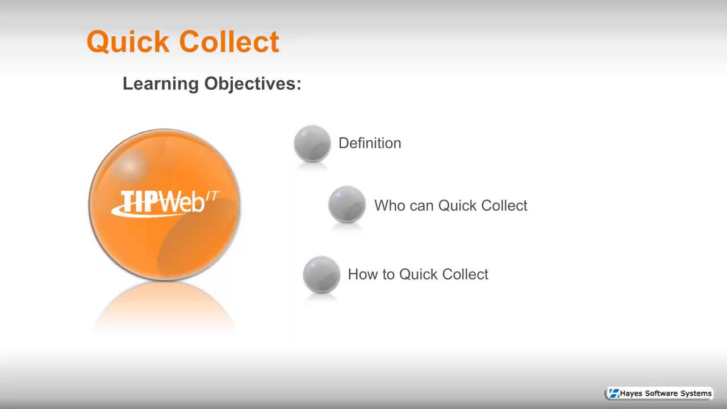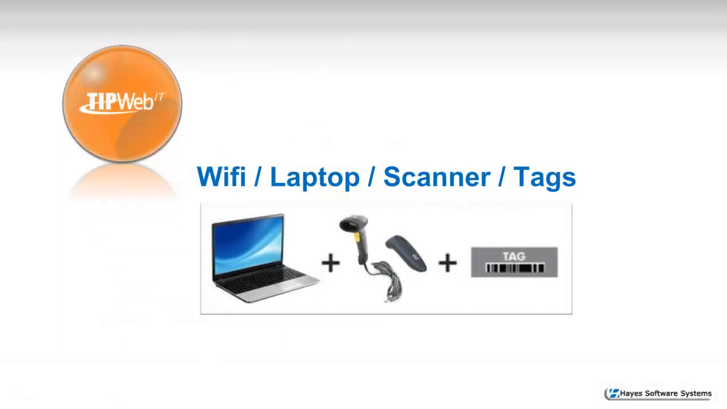And lastly, how to Quick Collect. I'm going to take you through step by step on how to Quick Collect, but before we go there, I want to show you some important tools that will help you accomplish the task. So first you're going to need Wi-Fi and a laptop or other device with the TIPWeb-IT application on it. Next, you'll need some scanners. The scanners need to be programmed to read Symbology 128A.